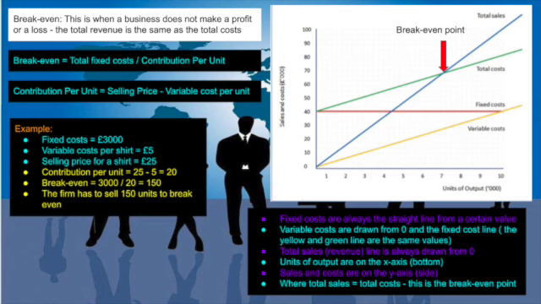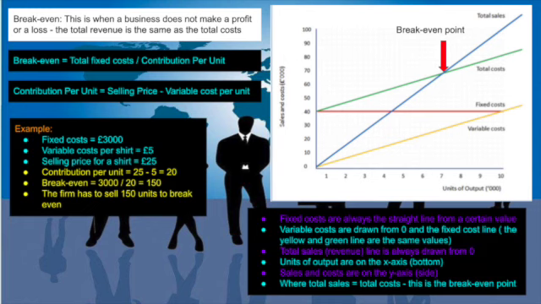Now I have an example to your right of what a break even chart looks like. So the fixed cost is always a straight line from a given value. It's always going to be their fixed cost. Because if you think about it, that's always staying the same. So it's always going to be that. So here's £40,000. The variable costs are drawn from 0 and also the fixed cost line. So the yellow and green line on the chart are the same.